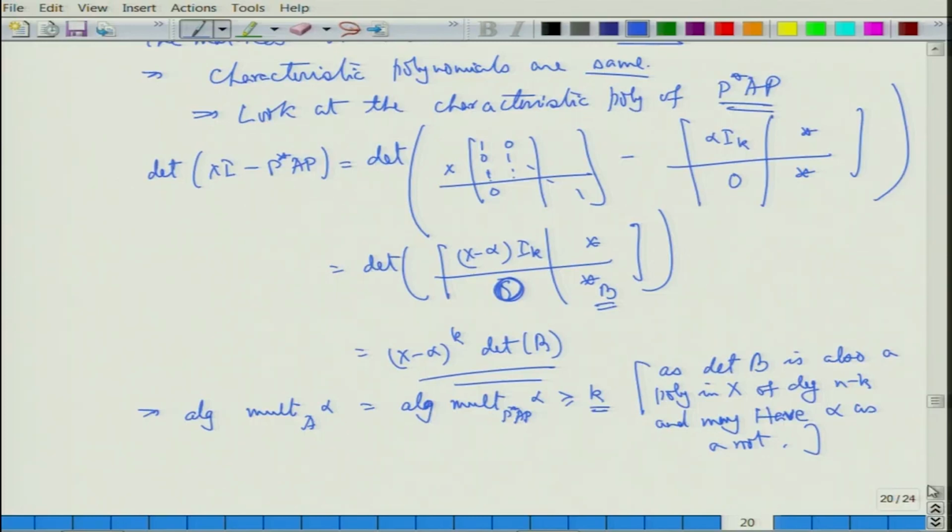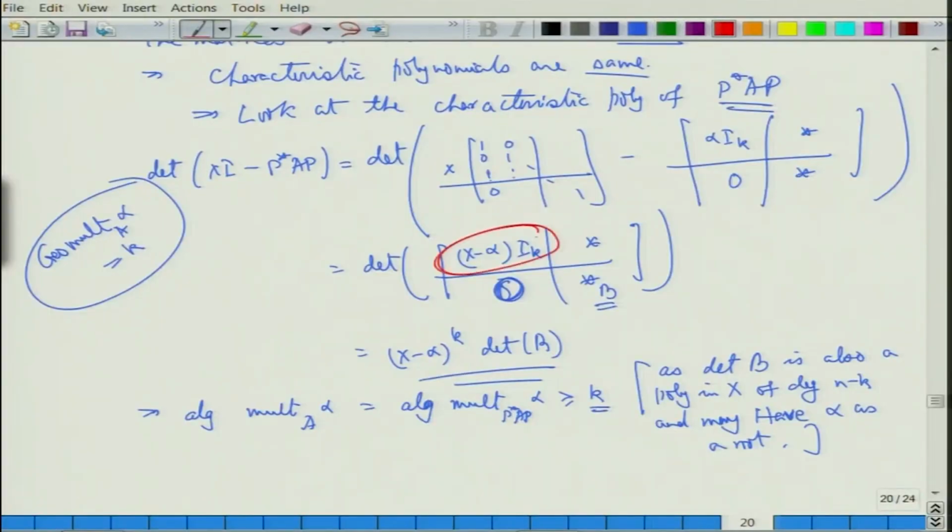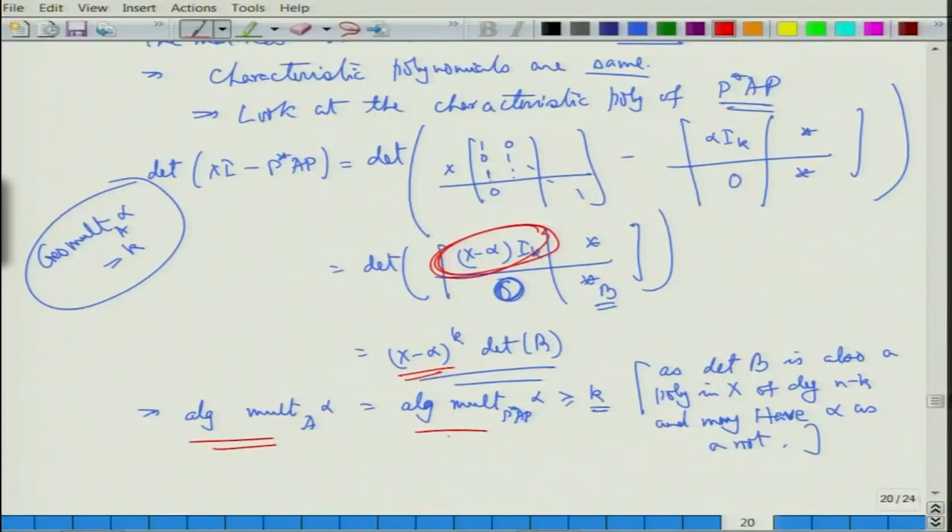since the geometric multiplicity of alpha for A was k, I could get u1, u2, uk which were orthonormal, and then extend it to get the whole basis. I could do that, and therefore I could get this matrix, and because of this matrix I could say that I have x minus alpha to the power k coming into play, and therefore I could show that the algebraic multiplicity is greater than or equal to k, but what was k? K was nothing but the geometric multiplicity of alpha. All right. So we have shown that the algebraic multiplicity is greater than or equal to the geometric multiplicity. All right. So that is all for now. Thank you.